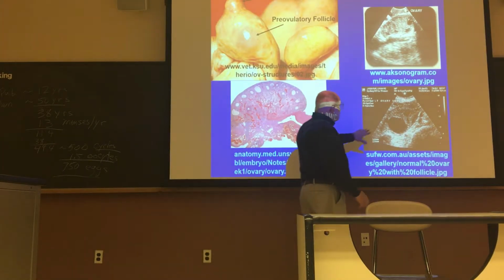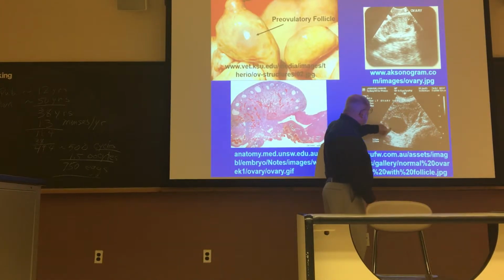This is a picture blown up further showing you a preovulatory follicle. A big hole in the middle of that ovary.